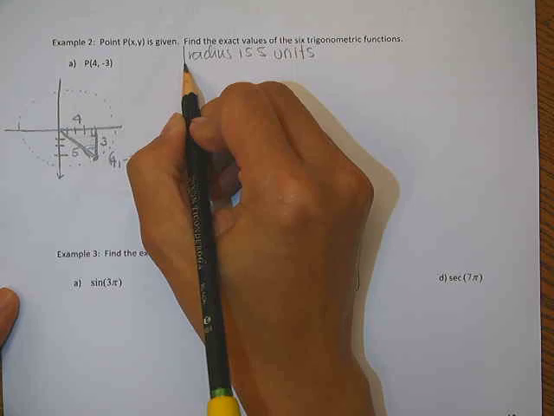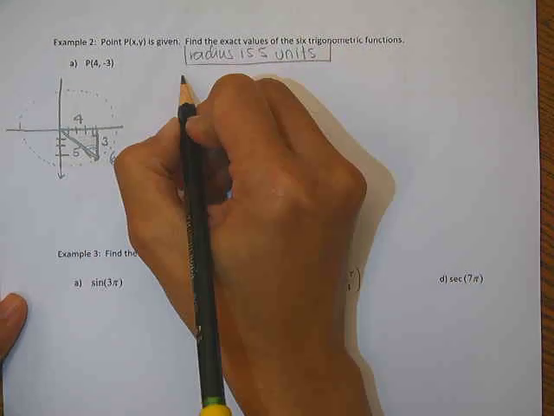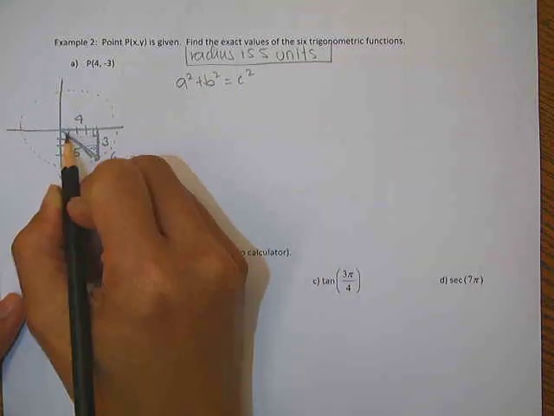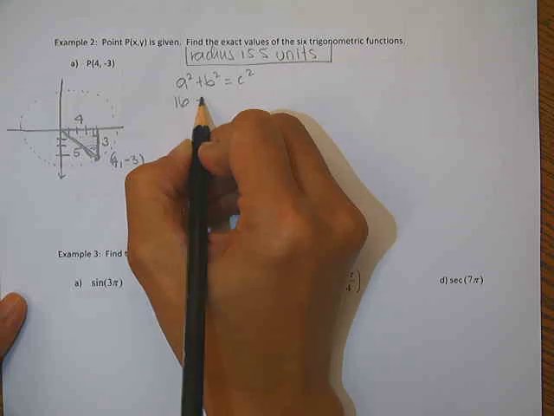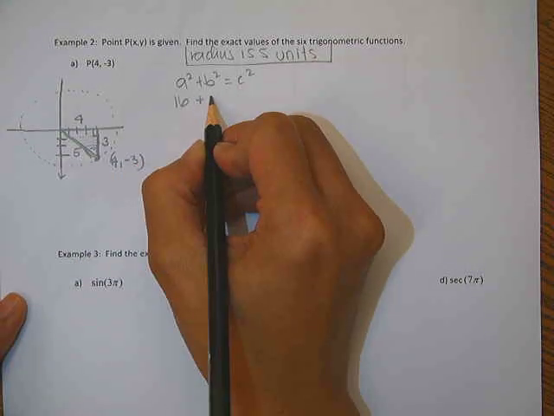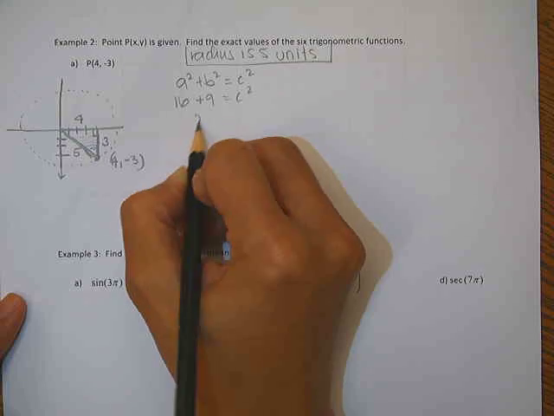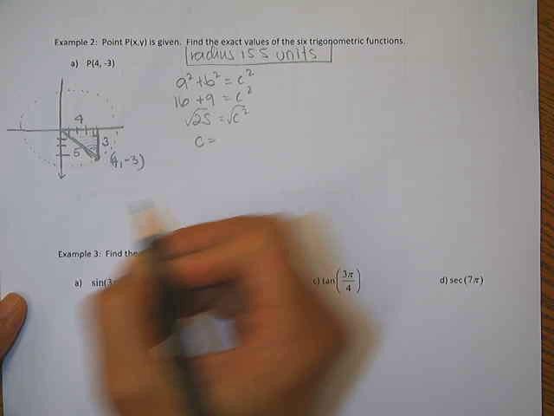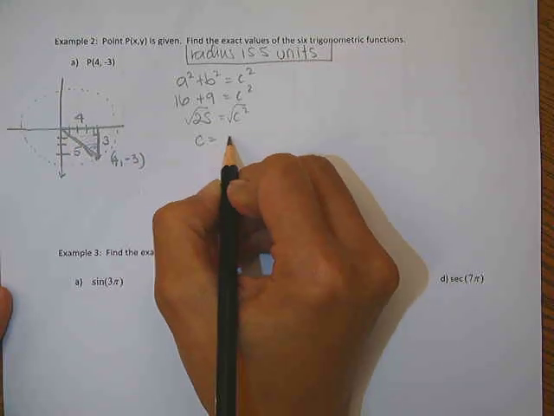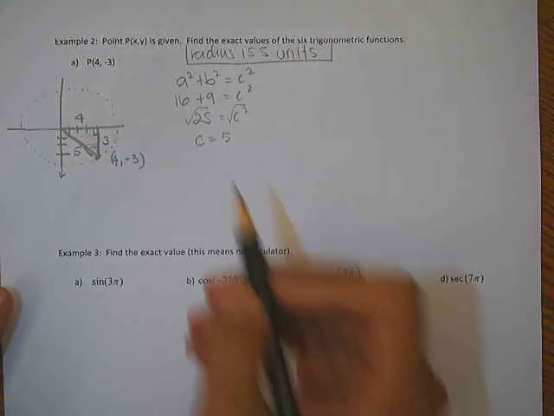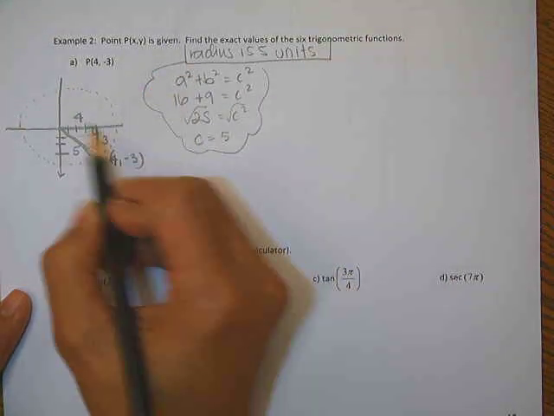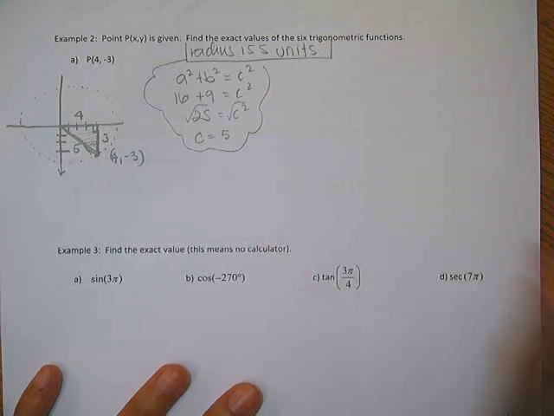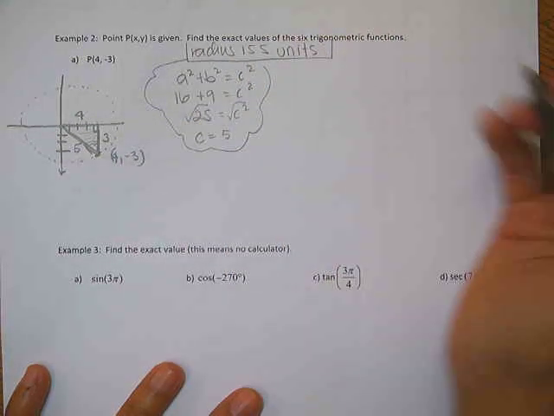Now, if you don't remember the fact that this is 3, 4, 5, you can also do the Pythagorean theorem. a squared plus b squared equals c squared. a squared, which is 4 squared, that's 16. b squared, which is -3 squared, which is 9, equals c squared. That's 25 equals c squared. Square root both sides. c equals 5, because we're talking about distance. I don't need a plus or minus, I just need a positive. So either way, if you remember 3, 4, 5 or not, you can still do the Pythagorean theorem. So with this said, we're going to find the exact 6 trig functions.